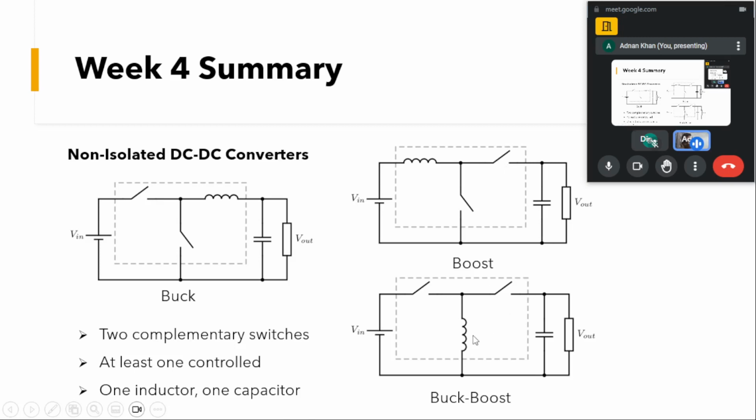And in a similar way, for this buck-boost converter, we have a controllable switch here and a diode here in the anti-parallel path with this polarity. I will be discussing this buck-boost topology in the subsequent slides, where we'll see this topology in detail.